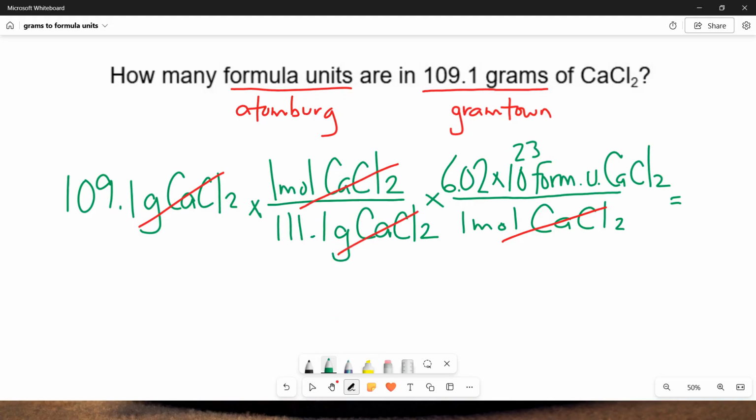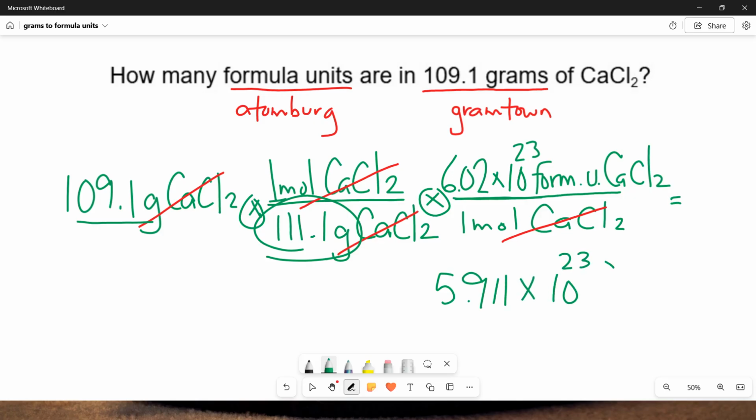So multiplying across the top here on my calculator, I'm going to take 109.1 times 1 times Avogadro's number. Take that answer and divide by the denominator of 111.1 grams. My final answer is going to be 5.911 times 10 to the 23rd formula units of calcium chloride. Let's look at another example.